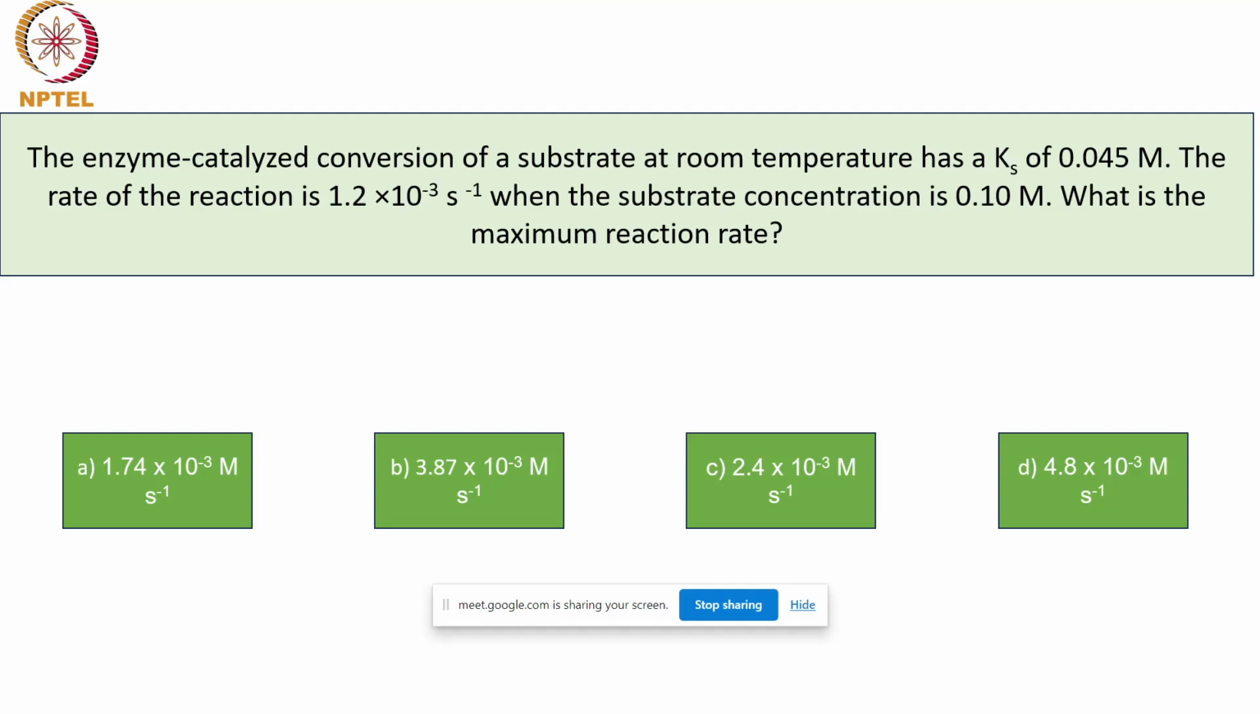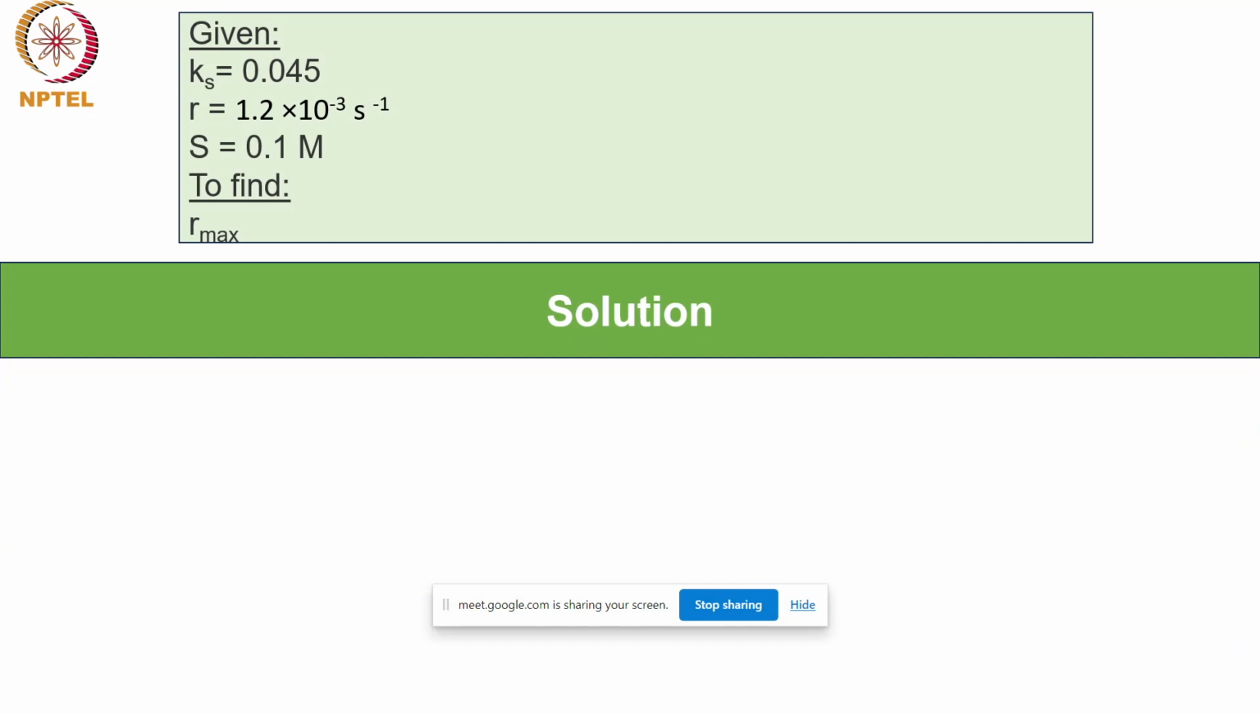Please project the formula, ma'am. I can repeat the formula. Wait, I'll tell. See here, in the question, what all things are given? Ks is equal to 0.045. Please write the given. Or you can write mu equal to 1.2 into 10 to the power minus 3 per second, and S is equal to 0.1 molar.